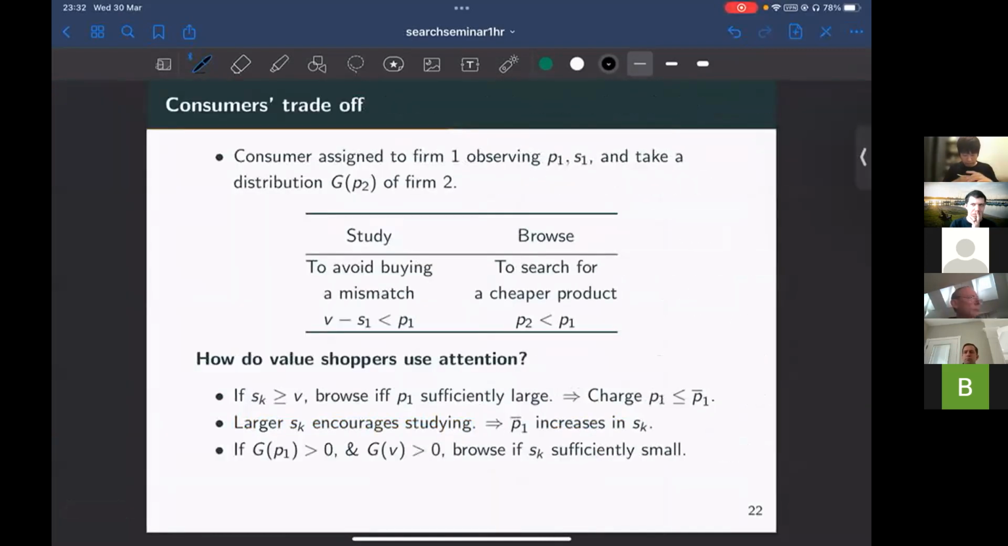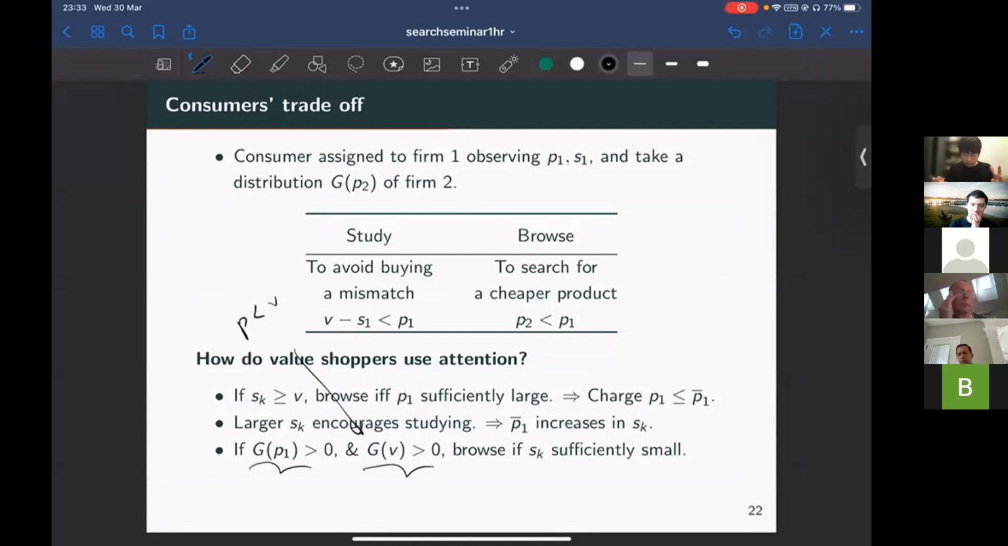Lastly, we have that if G P1 is bigger than 0, meaning there is some probability that you could find a cheaper product, and G V bigger than 0 means there is some probability that the price is actually smaller than V, right? So there is some value to searching for a cheaper product, because it could be cheaper than the average match value. Then the consumers will buy that cheaper product.